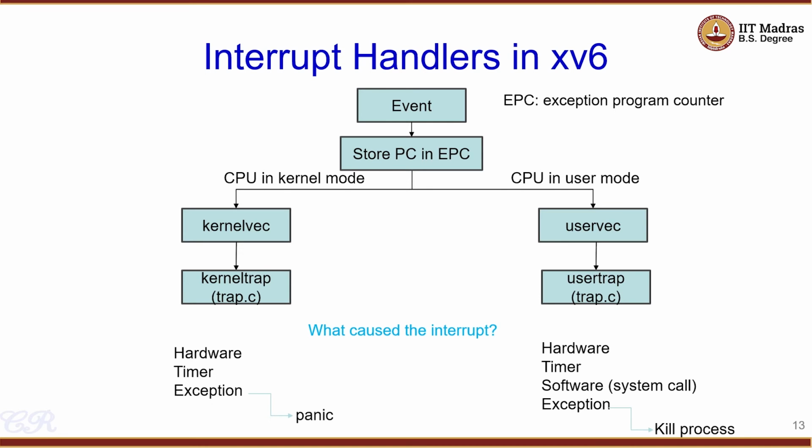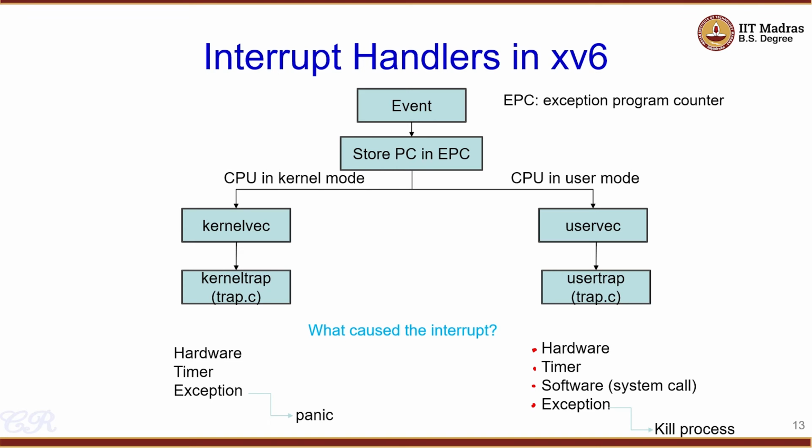So when the CPU was in user mode and then an event occurred, this is the path that it takes. The cause could be external hardware, like the keyboard for instance. It could be a timer interrupt, or it could be a system call, or finally it could be an exception, right? Now, if it's an exception like a divide by zero, then you simply need to kill the process.